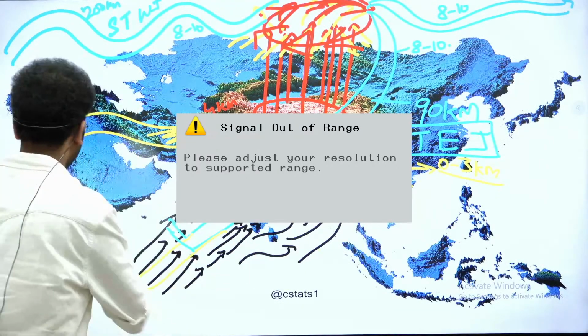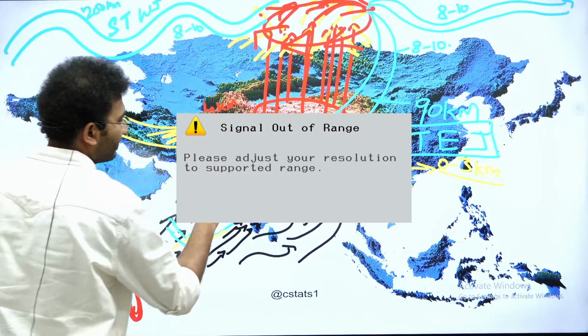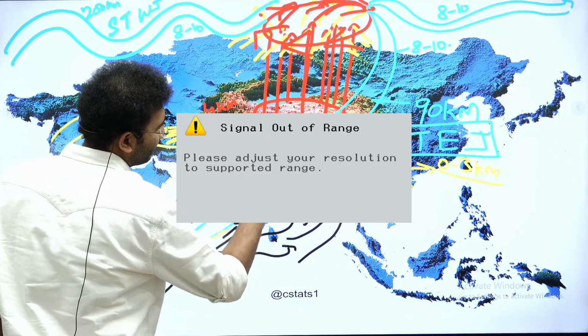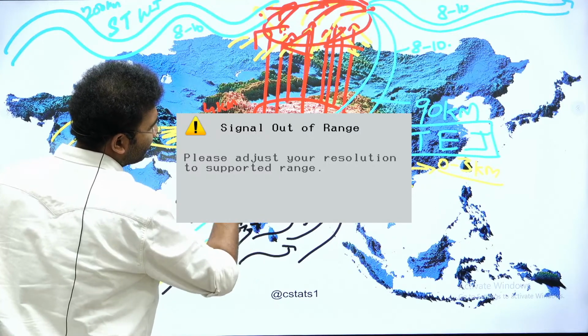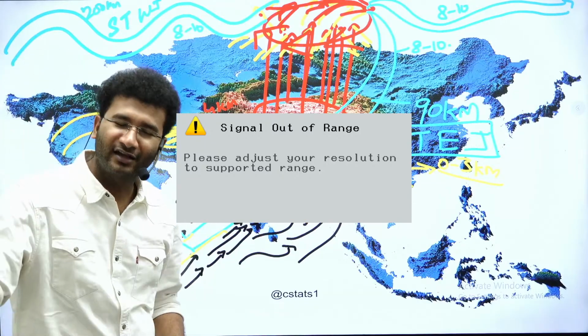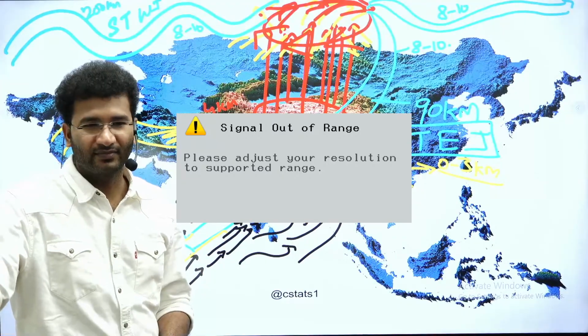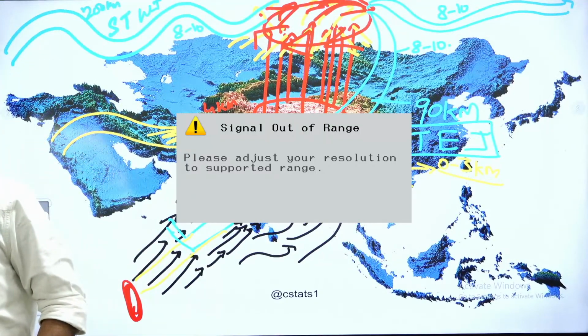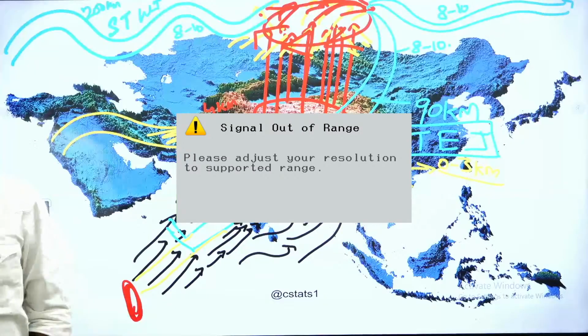So these black color winds, I'll name all these winds in the further classes, so don't worry. Just understand the concept in layman terms. So they go towards Tibet, but in reality they cannot reach Tibet. Why? Because the Himalayas are in between. The Himalayas do not let them go and reach the Tibetan area.